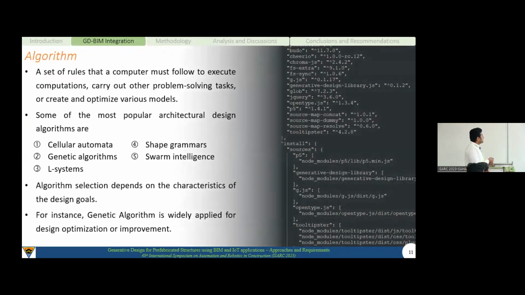So what is an algorithm? It's a set of rules that a computer must follow to execute computations, as you are aware. Some of the most popular architectural design algorithms commonly implemented in GD are cellular automata, genetic algorithms, L systems, shape grammars, and swarm intelligence, etc. Algorithm selection depends on the characteristics of our design goals. For instance, the genetic algorithm is widely applied for design optimization and improvement.